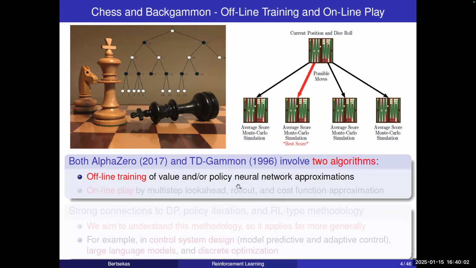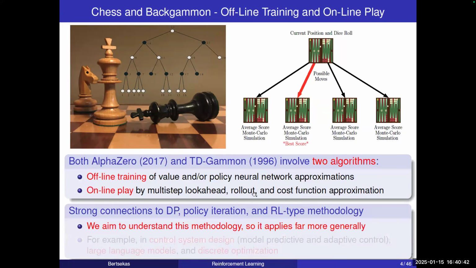And the second algorithm in AlphaZero and TD-Gammon is the online play algorithm, which is quite different from the offline training algorithm. It is the algorithm that the computer uses to select moves against humans like you and me, and also other computer programs. And this involves multi-step lookahead and algorithms such as rollout and cost function approximation. These are concepts that we're going to talk about quite a bit in this course. And the online play algorithm in particular has a lot of connection with dynamic programming, the fundamental method of policy iteration, while the offline training algorithm has a lot of connection with reinforcement learning methodology involving training of neural networks and the like.